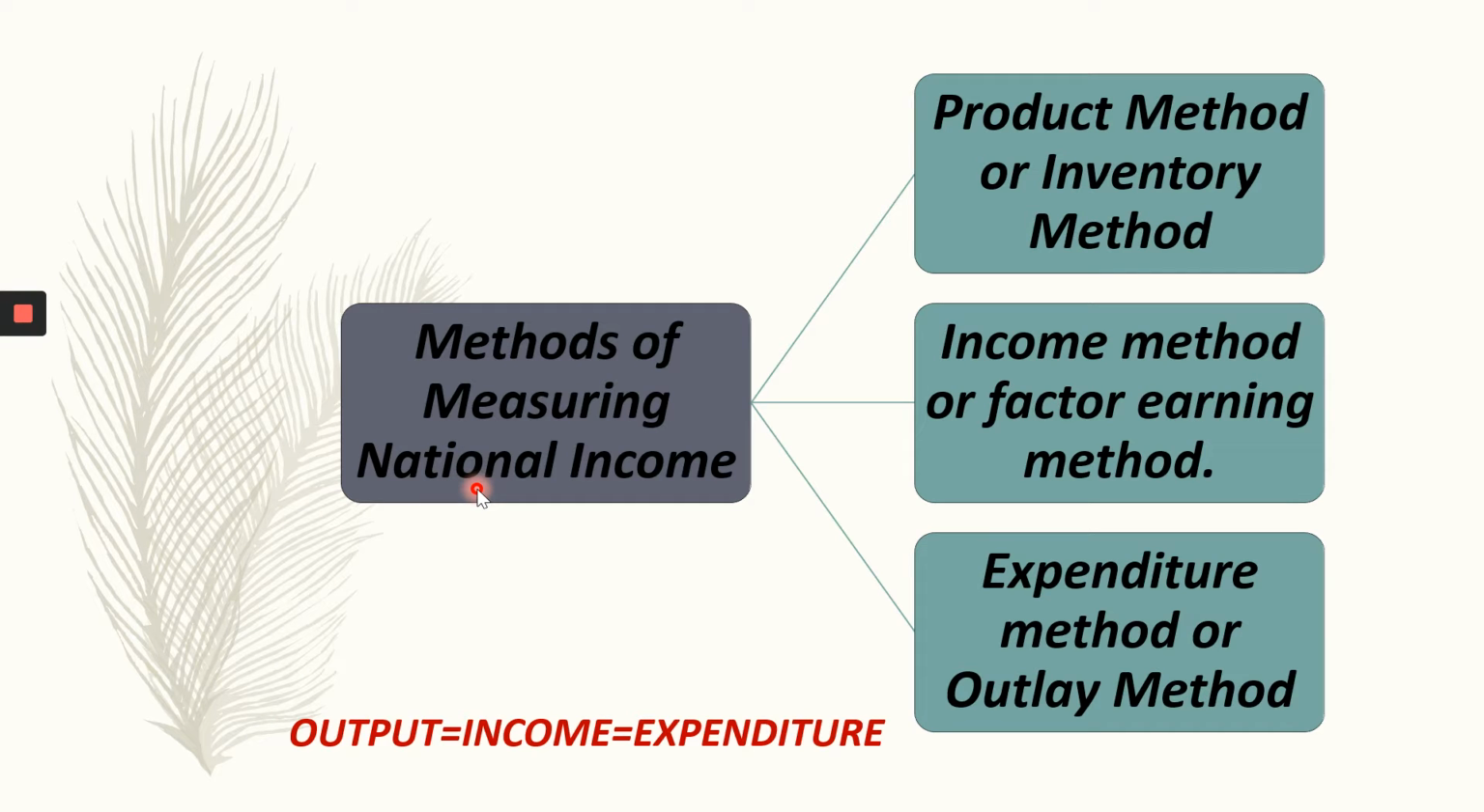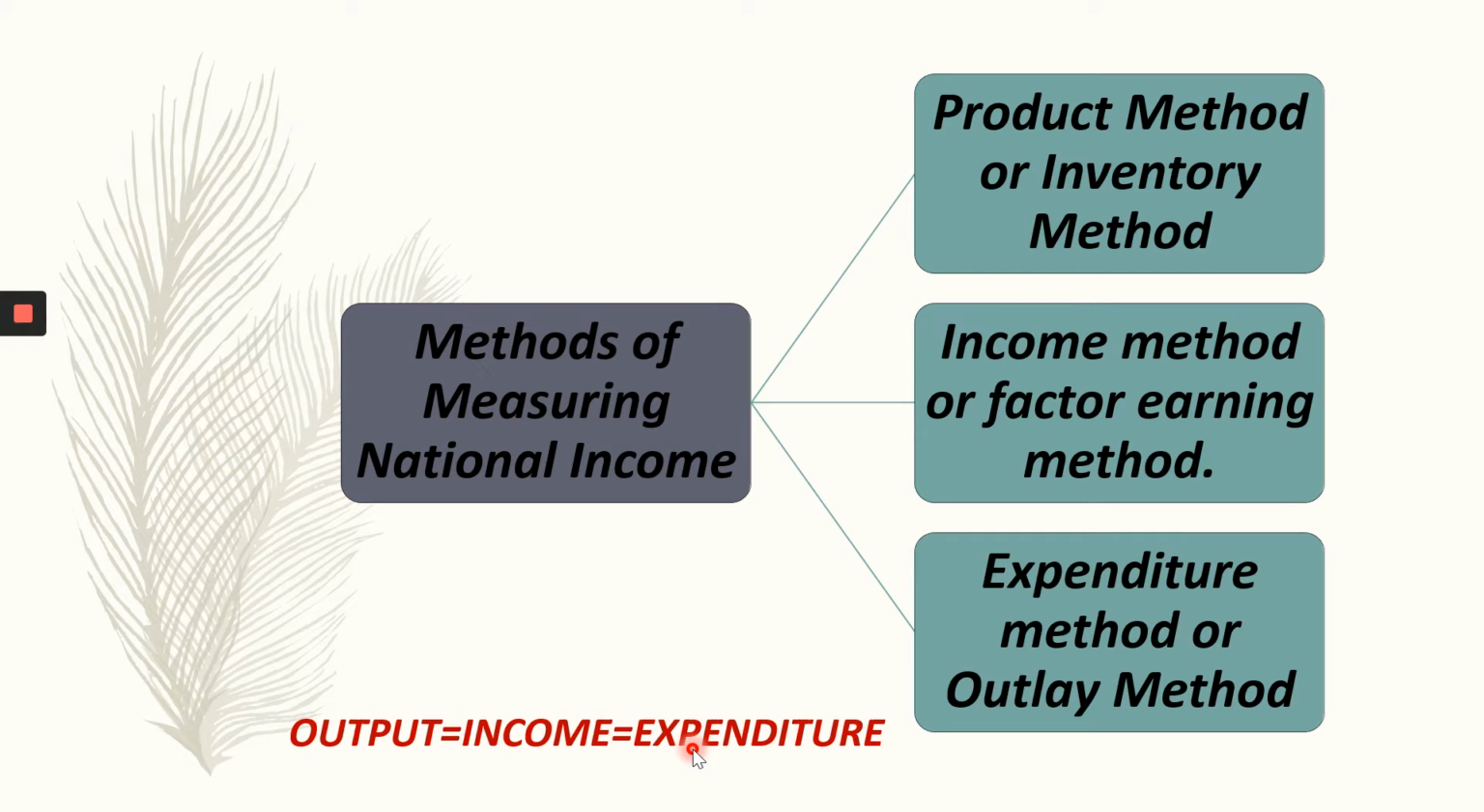National income can be measured in three ways. One, product method or inventory method. Two, income method or factor earning method. Three, expenditure method or outlay method. And if these methods are done correctly, the following equation must be true: output will be equal to income is equal to expenditure.